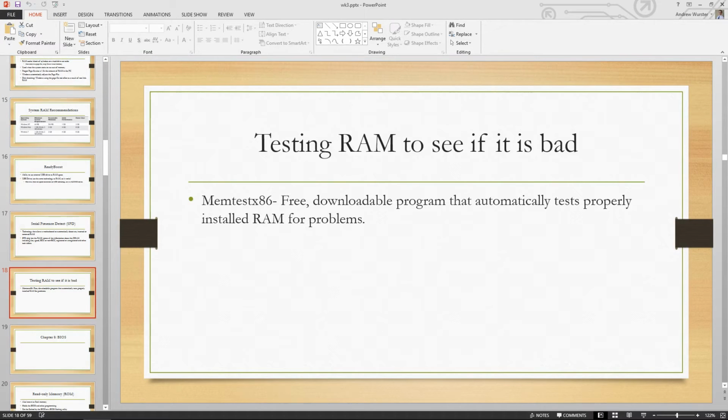However, if you want to get more granular and find out the exact stick or specific statistics about each one, like how fast it is, you can use MemTest, which is a free download. You just burn it to a disk or a USB drive and plug it in. It takes probably about an hour to run, and you can find out which stick is bad. Alternatively, if you know you put 4 gigs of RAM in your computer and when it's booting up it says you only have 3, you might have a bad stick.